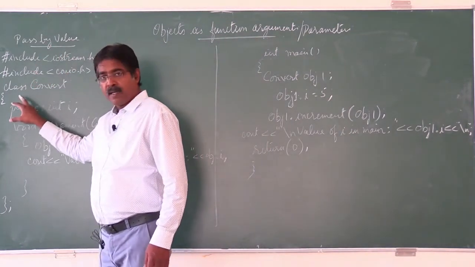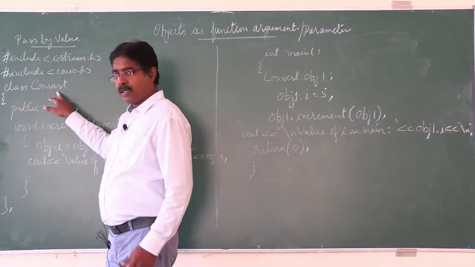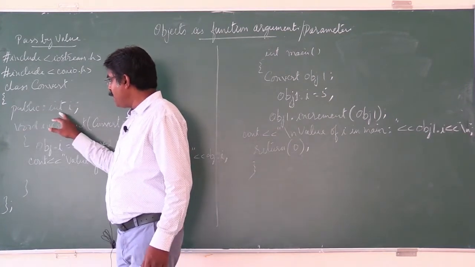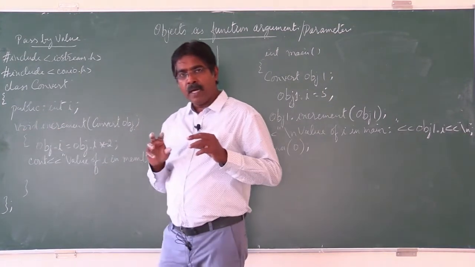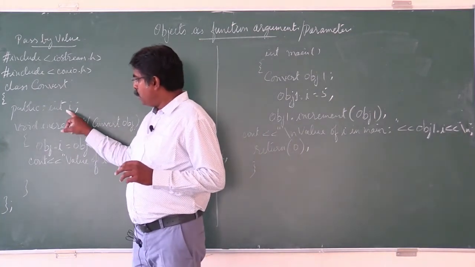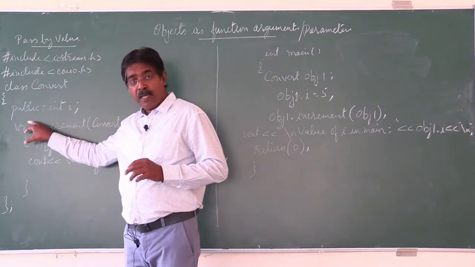Preprocessor directives, then I have taken a class here, in the context of the class we are doing now. Class convert. The class name is convert. Then public int I. I have not mentioned a private access specifier. I have mentioned the data member being I here, which is under public.